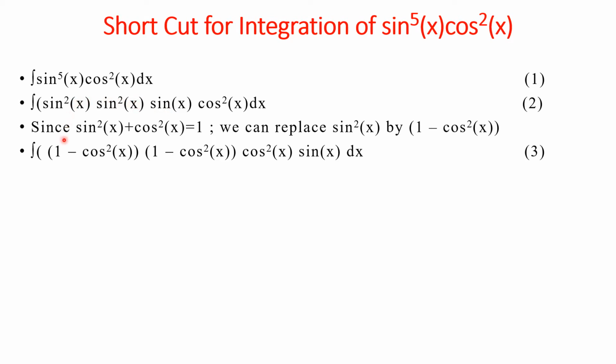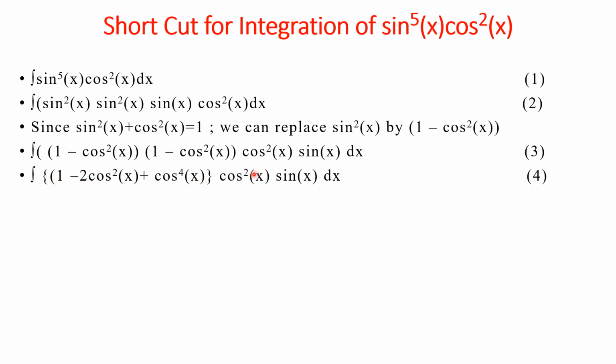These two are equivalent to whatever is in between these parentheses. 1 minus cosine square x multiplied by 1 minus cosine square x is similar to saying sine square x multiplied by sine square x. So this equation number 3 is identical to equation number 2. Now the next step is we have to carry out the multiplication of 1 minus cosine square x by 1 minus cosine square x, and what we're going to get is the following: 1 minus 2 cosine square x plus cosine to the power 4x.